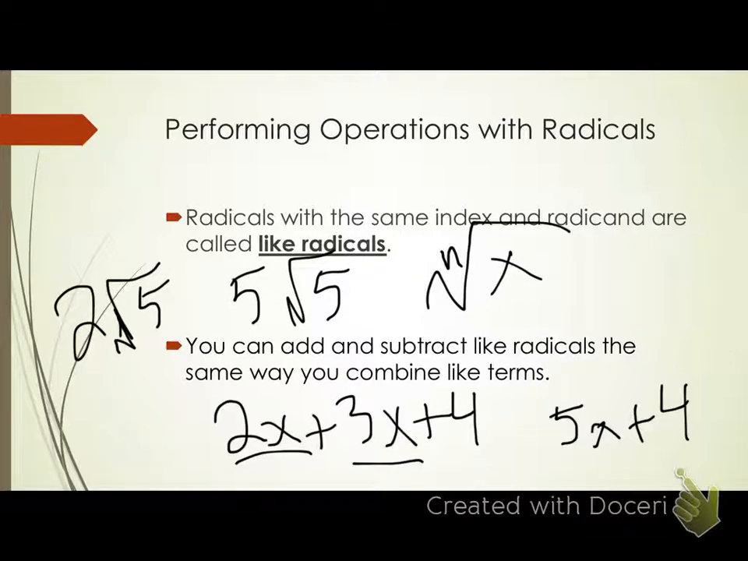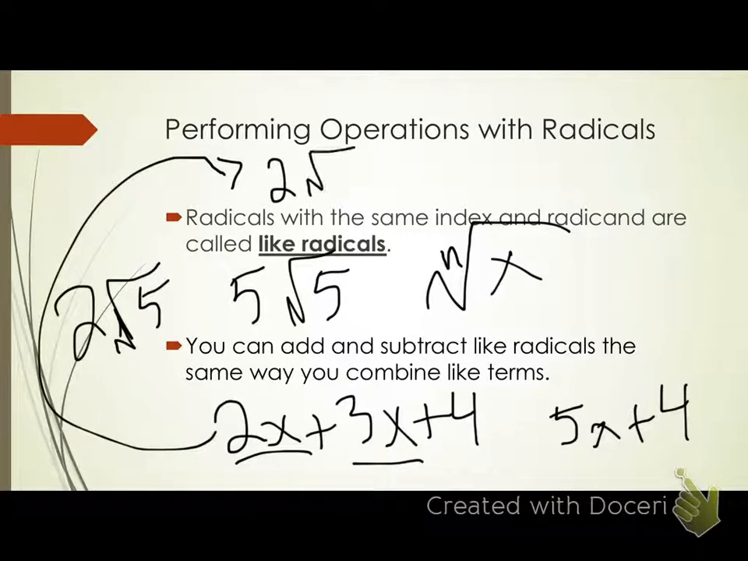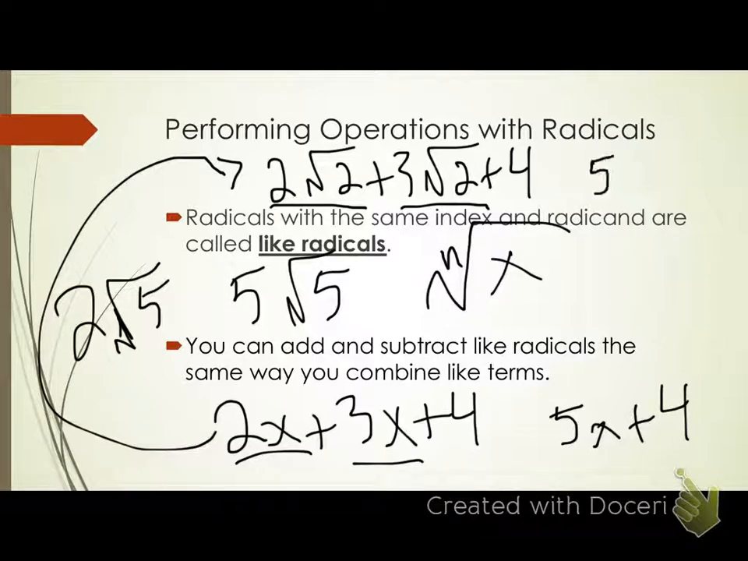Similarly, let's look up here. If I have 2 square root of 2 plus 3 square root of 2, I'm treating it the same way that I treated this expression down at the bottom. I have like radicals. They're both square roots, so they have the same index, and they have the same radicand. So these are like radicals right here, and I can combine them. 2 plus 3 gives me 5. I keep the square root that they both have, and there would be my simplified expression. Very similar to combining like terms with just variables.